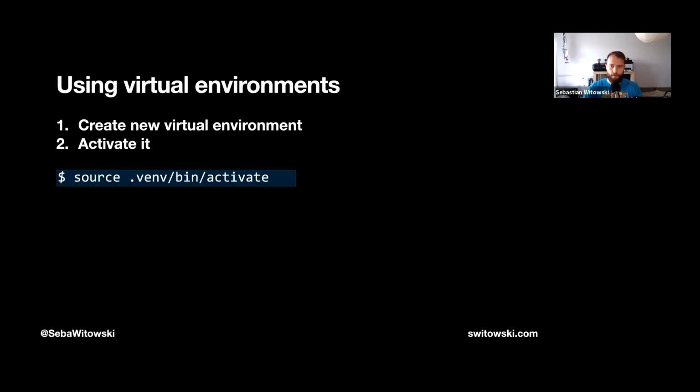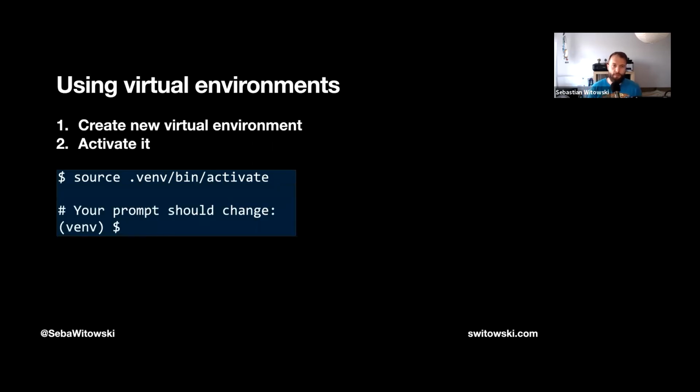Okay, so we have created the virtual environment. Now we have to activate it. Inside our venv folder, there is a bin folder that contains the activate script. Since it's a bash script, we have to run it with the source command. Of course, if you're using a different shell, there are different files that you can use. For example, there is also activate.bat for the Windows users.